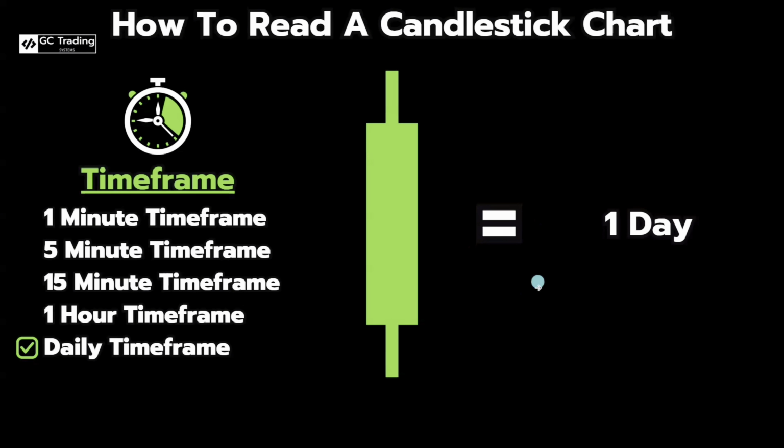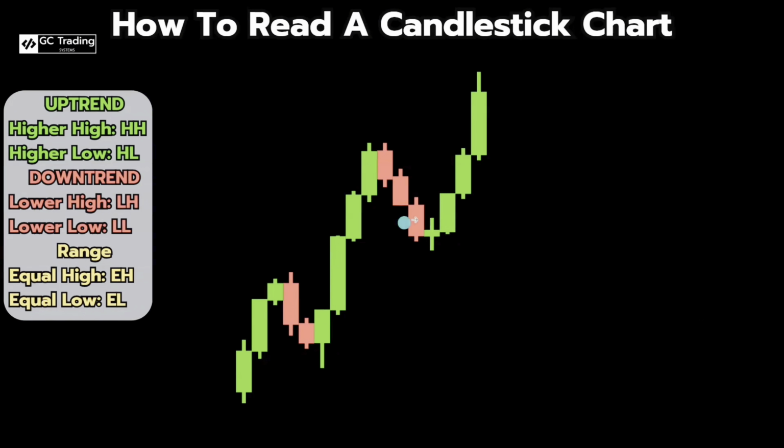So far, we have learned how to read a candlestick. We have learned about the different types of candlesticks, and we have also learned about time frame. So next, we are going to look at direction. All right, so we have this set of candlesticks right here. And what is the overall direction for this set of candlesticks? What is the overall movement? Is it up? Is it down?